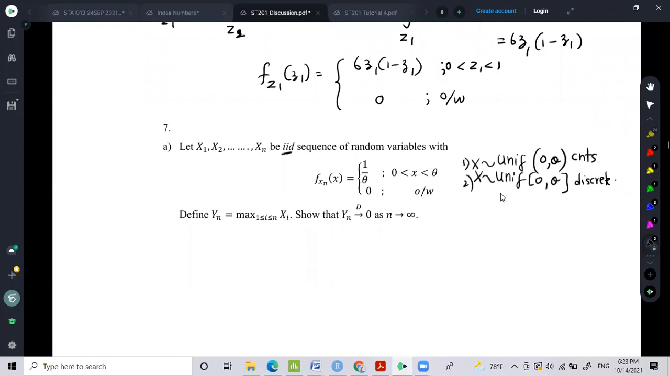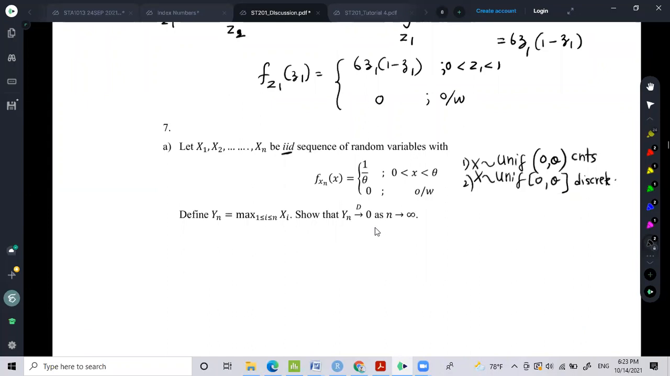And you know the difference between discrete and continuous distributions. With discrete, you can have point probability. Probability of X equals 0 is possible. Probability X equals theta is possible. But with continuous, it is not. Only interval probabilities are possible. So that's something extra for you to remember when it comes to questions. Now define Yn, which is the max of Xi. Show that Yn goes in distribution to 0.